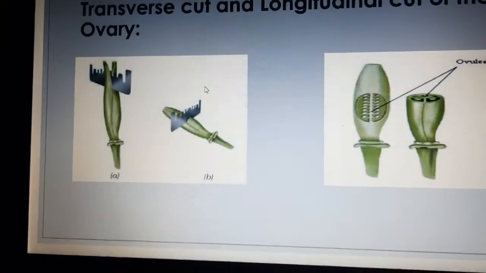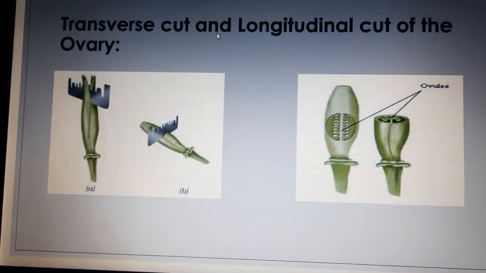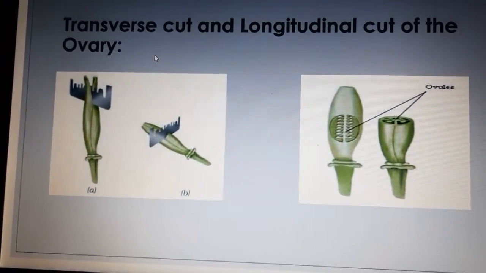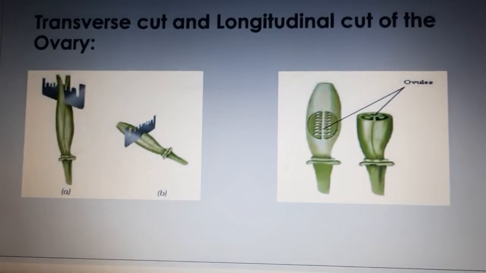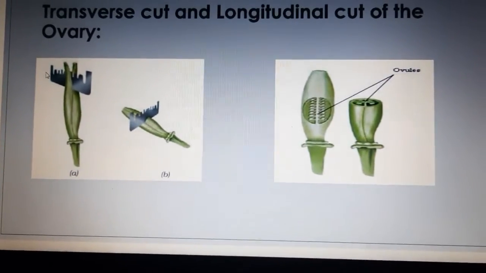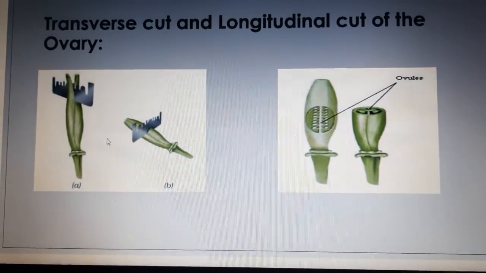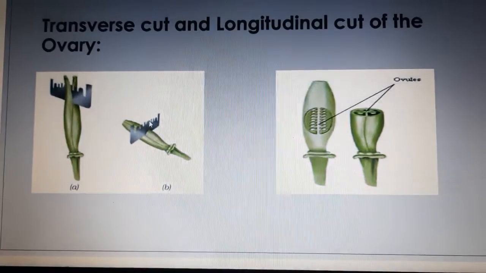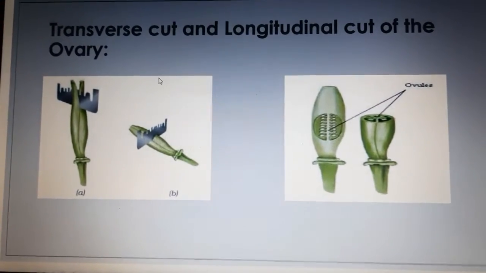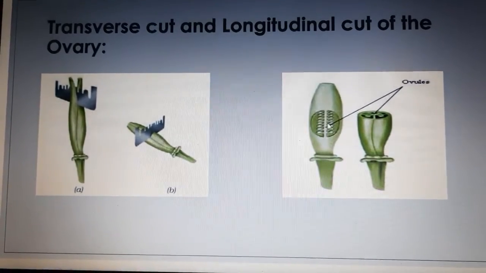Now let's see, if you make a transverse cut and a longitudinal cut of the ovary, what is there inside the ovary. If you make a long cut, it is called the longitudinal cut, and if you cut right through the middle center, then it is called the transverse cut. And when we cut, here is the picture of how it would look.